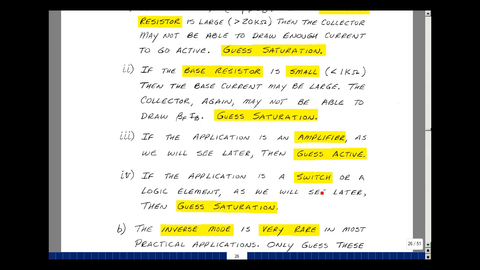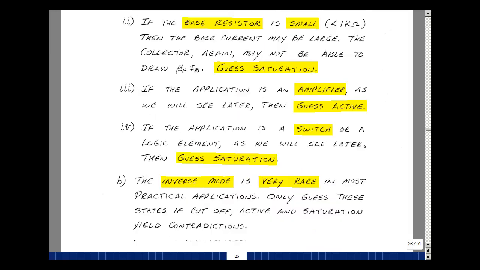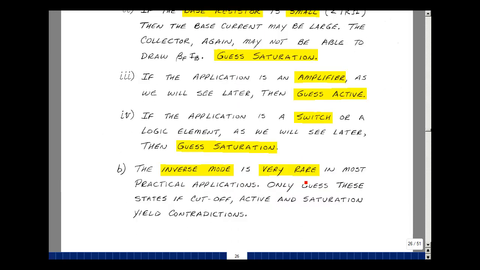If the application is a switch or a logic element, then it's going to be in saturation if we've got base current. We'll see that a little bit later in the chapter. Lastly, the inverse modes. These are rare. There's only a few applications where we actually are driven into the reverse mode or inverse mode. I'd only guess this mode if the cutoff, active, or saturation models yield contradictions.